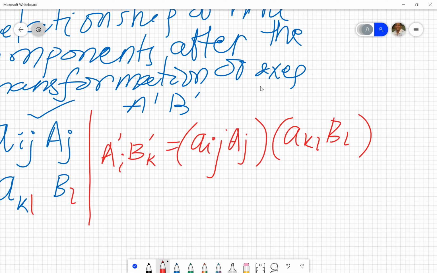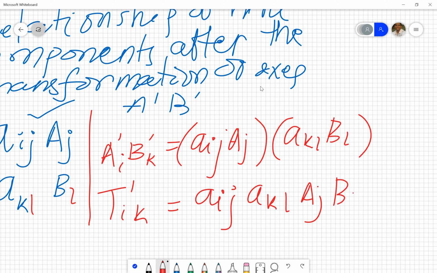In terms of the T tensor component, if you want to represent this, we can write T dash IK. Here the component is IK. We are writing it in terms of the tensor component T dash IK. So now T dash IK is equal to what? AIJ, AKL, AJ and BL. This is the equation now.